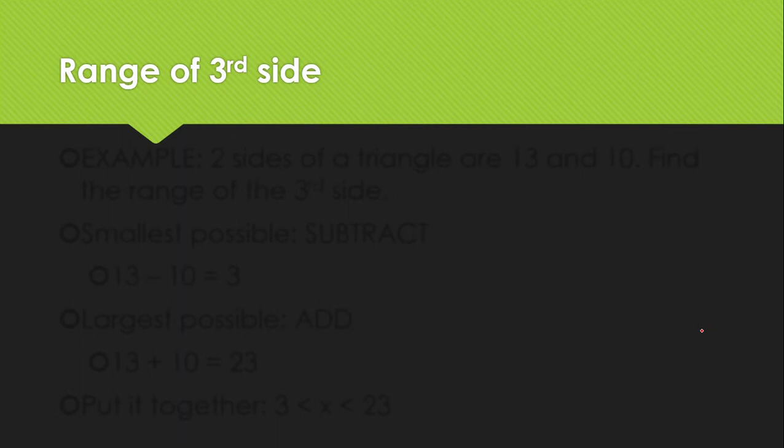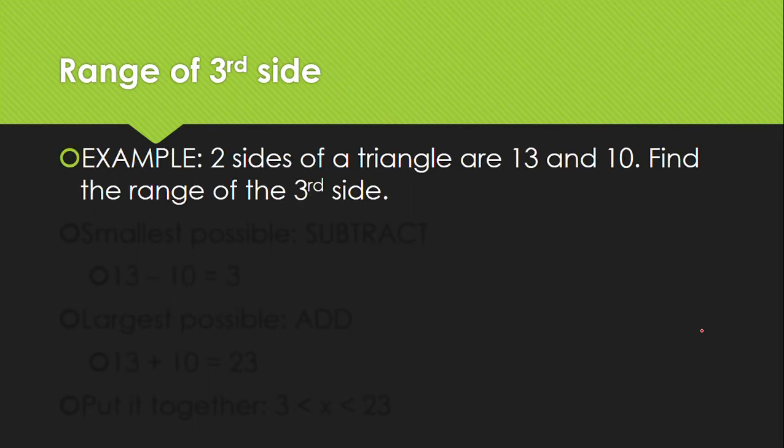The last little topic here is, how do you find the range of the third side? And what this means, here's an example, is they might give you two sides of a triangle. So they're saying, okay, we have 13 and we have 10. Those are two of our side lengths. And I want you to find the range that the third side length can be in. In other words, what's the smallest possible side that would fit and make a triangle? And what's the biggest possible length that can make a triangle?